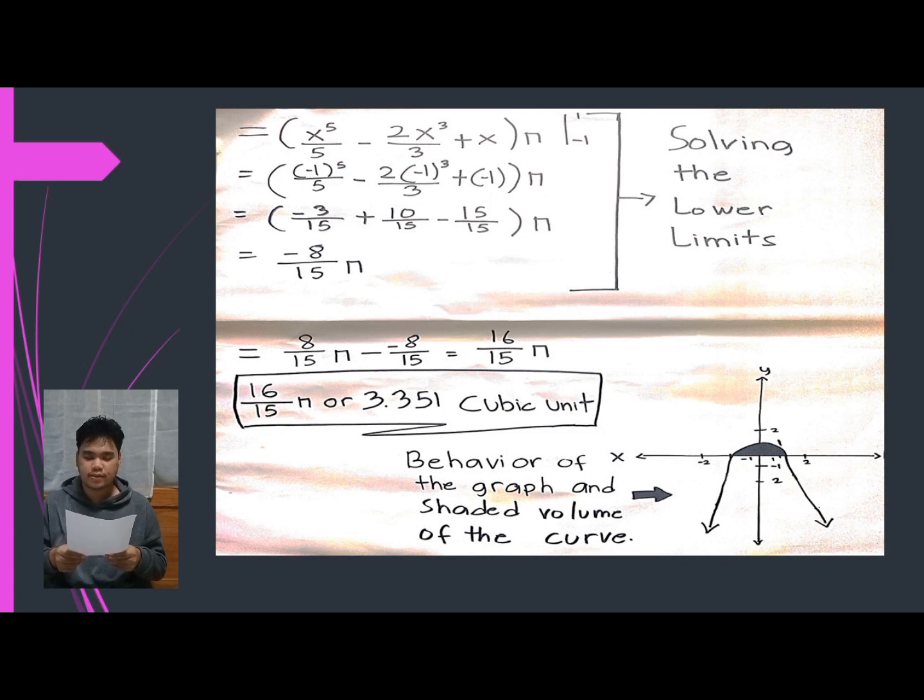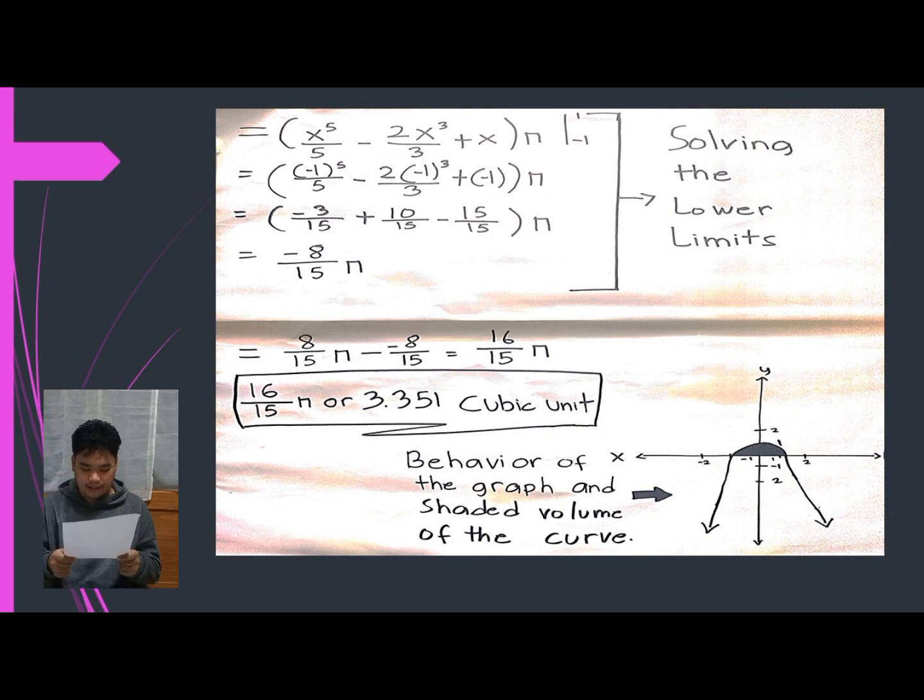And next, we are going to substitute -1 into our variable x. So we've got -1 to the 5th over 5 minus 2 times -1 to the power of 3 over 3 plus -1, times pi. And now we got -3 over 15 plus 10 over 15 minus 15 over 15, times pi. So in the end, we've got -8 over 15 pi.